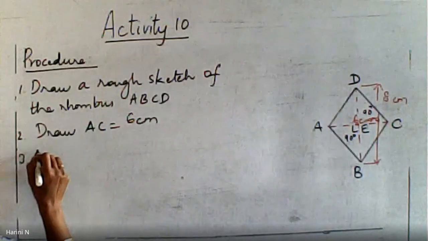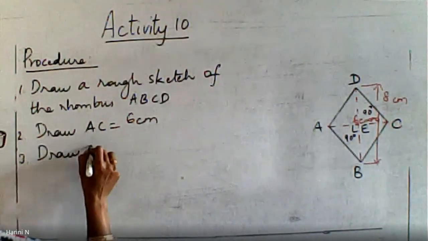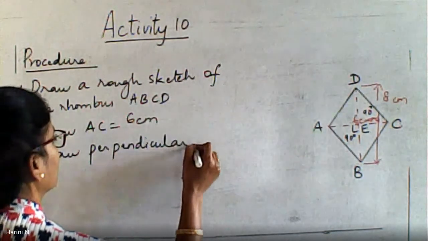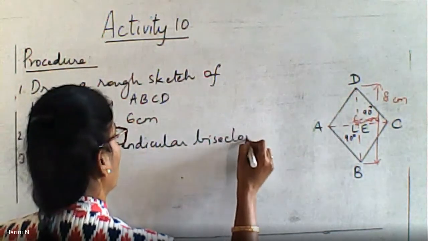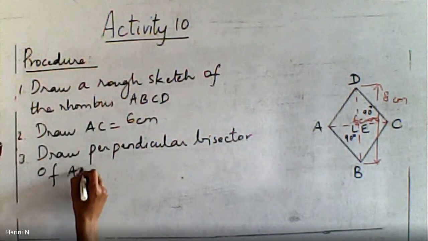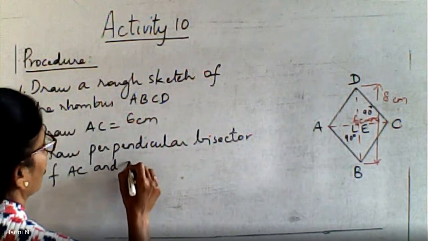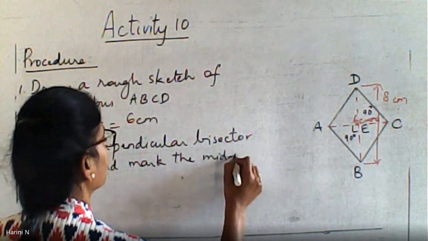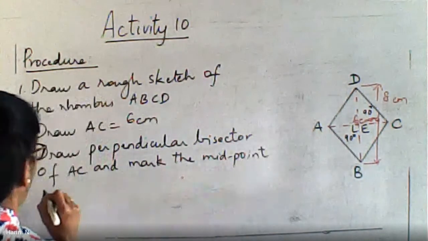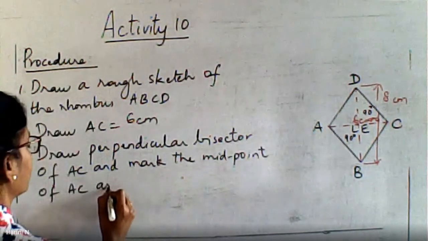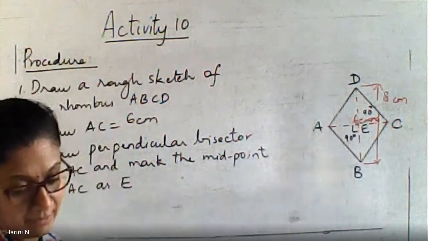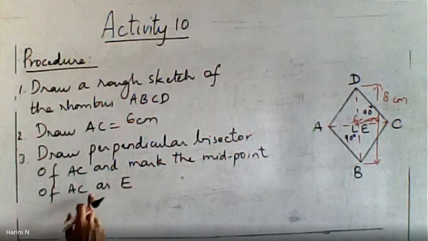Ma'am, construct the perpendicular bisector. You will write: draw the perpendicular bisector of AC and mark the midpoint of AC as E. So perpendicular bisector to be drawn, and find the midpoint of AC. So you are marking the midpoint as E.